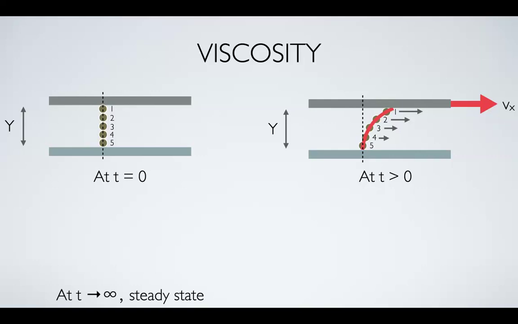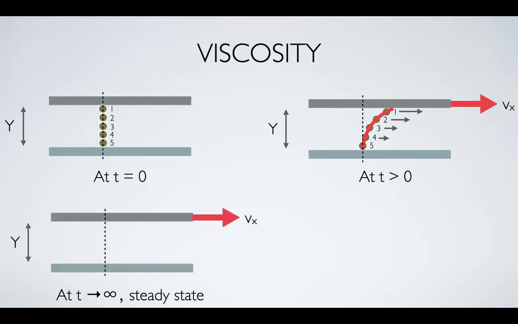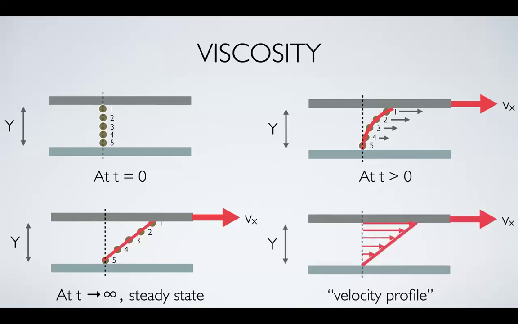And if you keep pulling the top plate until time becomes infinity or it reaches the steady state, the velocity profile is going to be like a straight line, like that. So the velocity profile is going to be like this, okay, at steady state. All right. So what we end up having right here, the red line, is the velocity profile, okay?